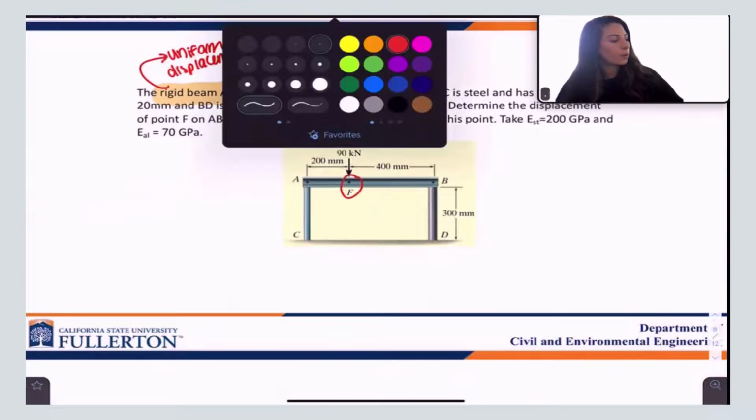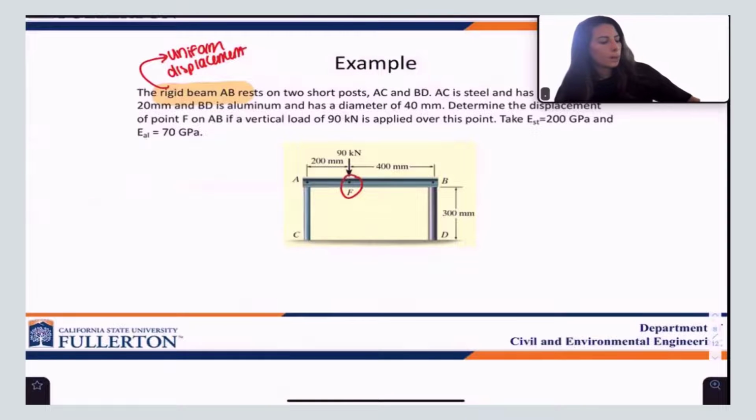All right. Let's start with post AC, okay? I'm just going to start by writing down this formula. Let me put it up here in the top corner. Delta equals PL over AE, okay? Let's start with number 1, post AC.